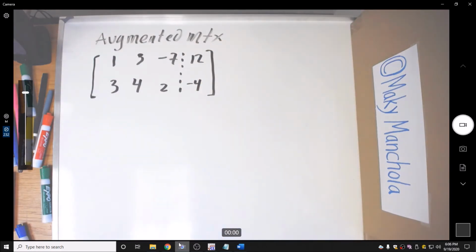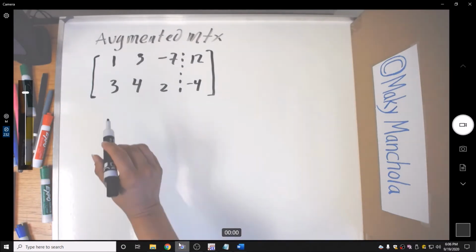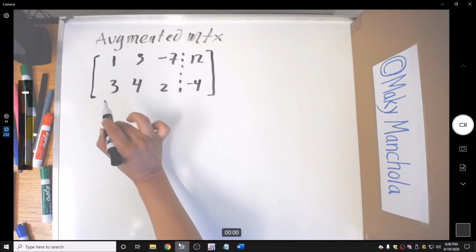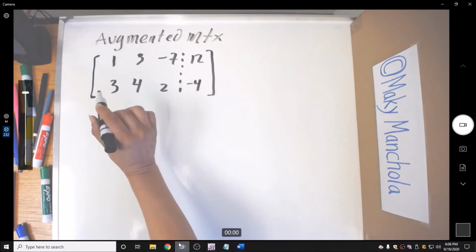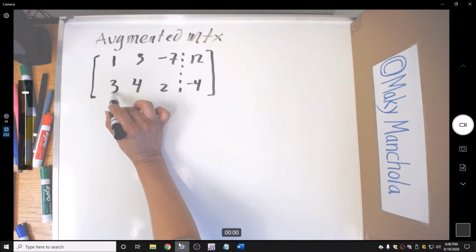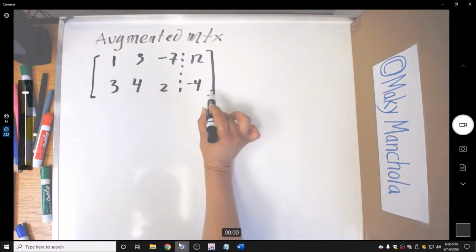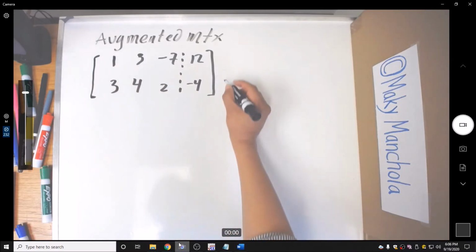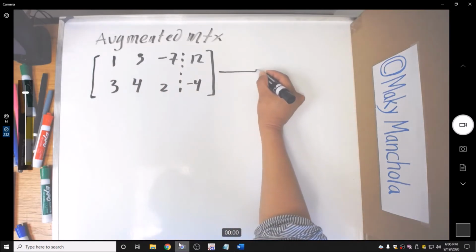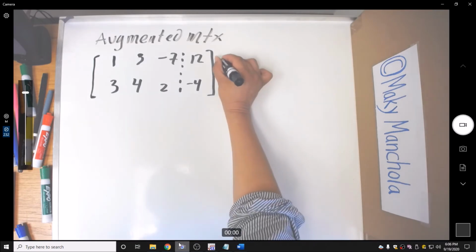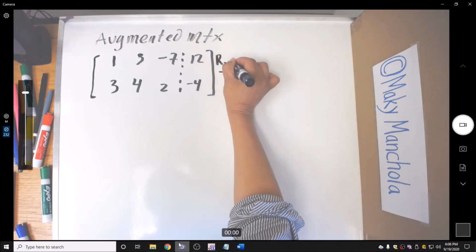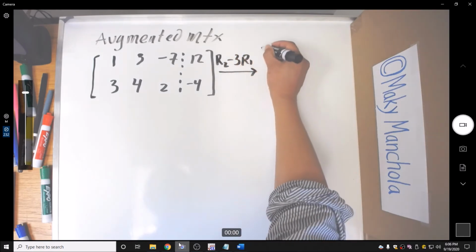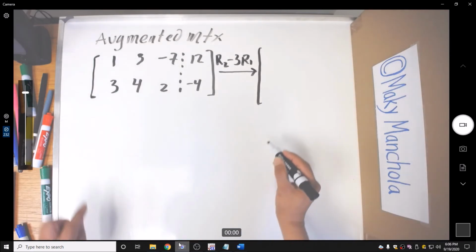Let's begin by eliminating this 3. We want a 0 here. So what we do is we take the second row and subtract from it 3 times the first row. So take the second row, which is R2, minus 3 times R1. Okay, so here's what we get.